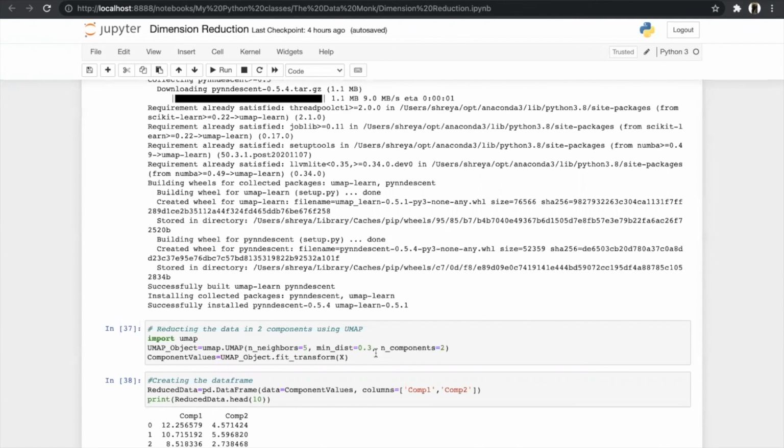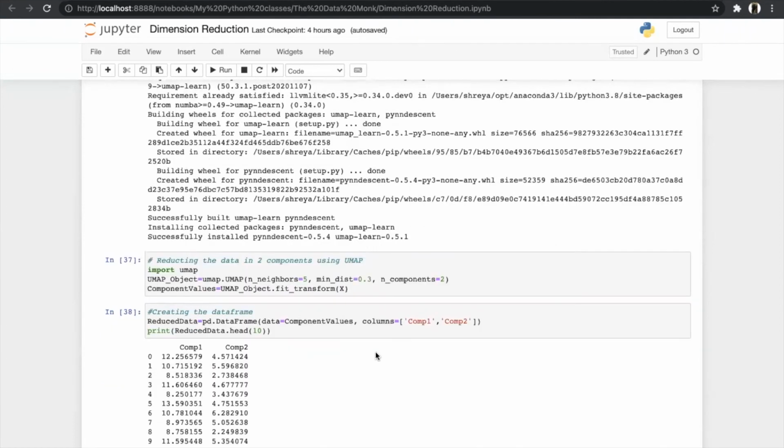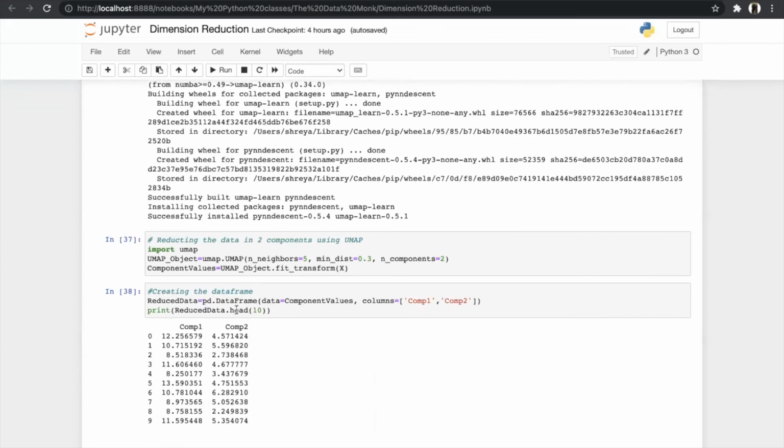For n_neighbors, it tells us how many nearby points we should look for. For minimum distance, it tells us what the minimum distance between points should be so that they are considered our neighbors. And n_components tells us how many columns we should form after reducing our data. After assigning the hyperparameters for our UMAP model, we will fit our data into the UMAP model. After fitting the data, we will directly create our data frame. From this line, we have created our data frame, pd.DataFrame, where our data is the component values.